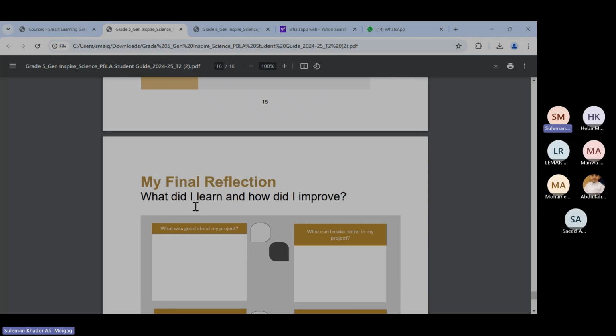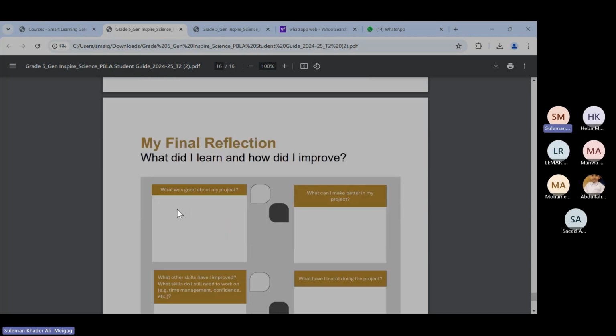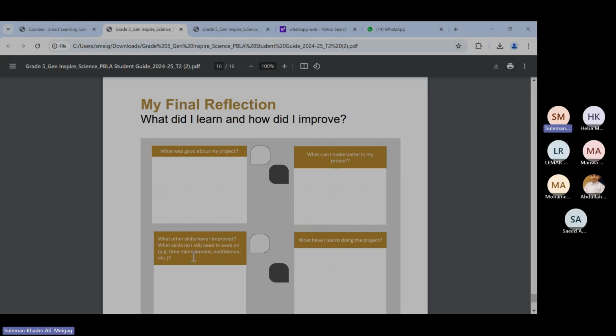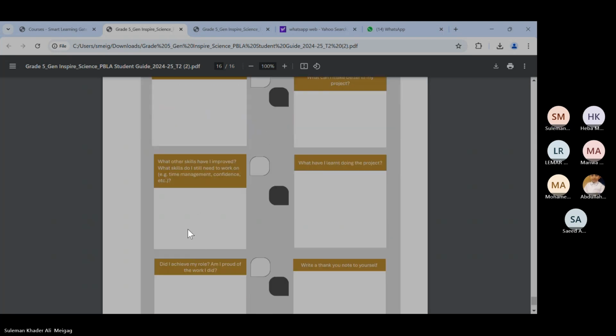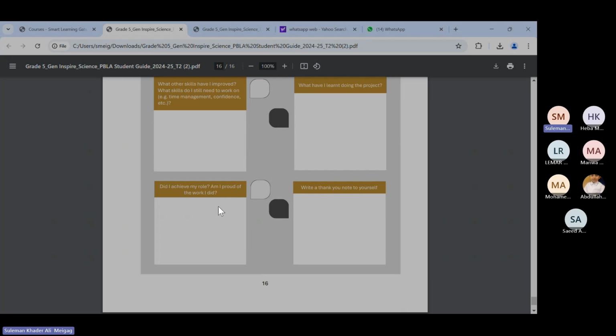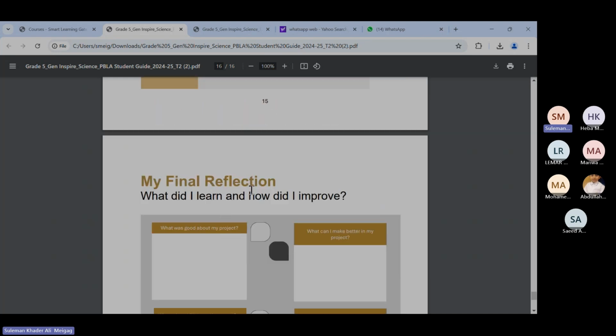So after you explain to the class, then you find out what was good about your project, what you can improve if you are to do it again, how you can improve it. Okay. What skills have you learned? Did you take full part? Are you proud of your part in the team? Okay. And then you write your reflection. It's called final reflection, to think about all the project.